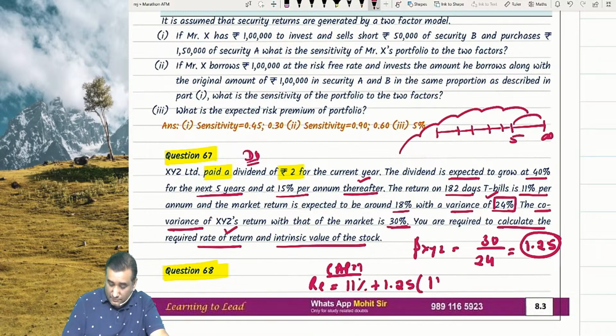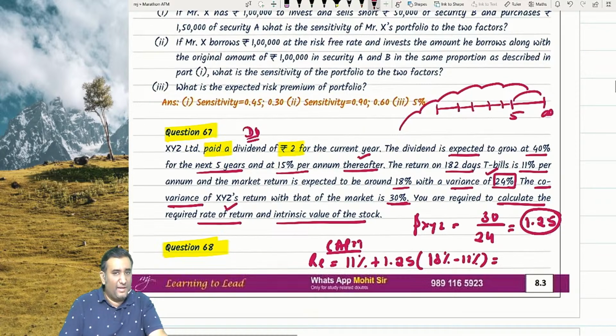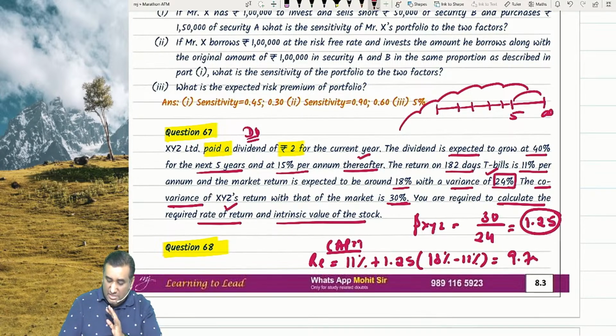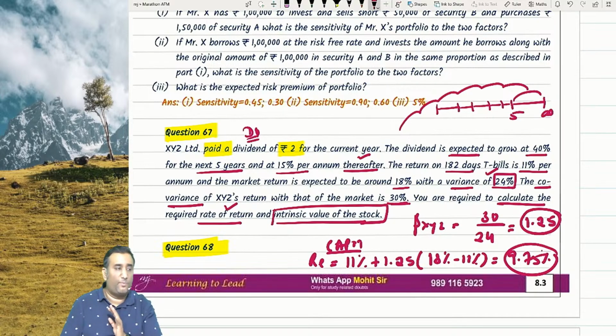1.25 into 18 minus 11. Let's not look at the answer verbally. Shortly we will do the answer format, I'll show you. How much do we get? 9.75. Now since he is saying calculate the intrinsic value, which model to apply, sir?